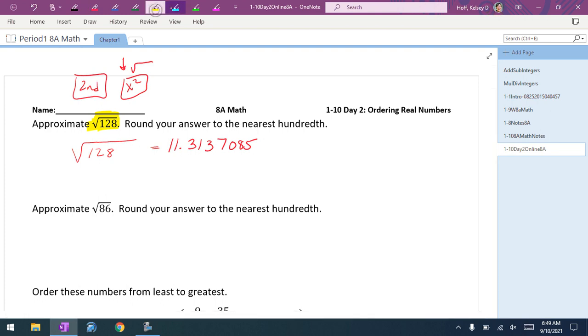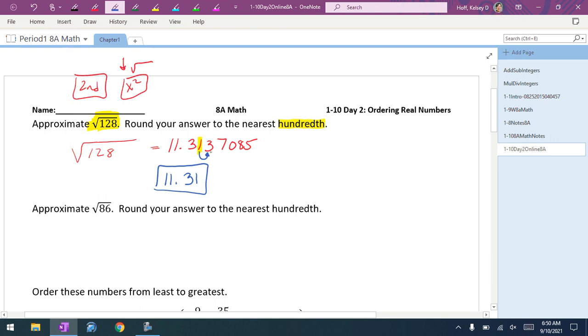Now, your directions tell you that you need to round to the nearest hundredth. What number is in the hundredths location? The 1 is in the hundredths location. So I know that everything in front of the 1 is going to stay. 11.3 is going to stay. With the 1, we look next door, only one number next door, and we see a 3. Is 3 big enough to make that 1 become a 2? No, it's not. So we leave it as 11.31.